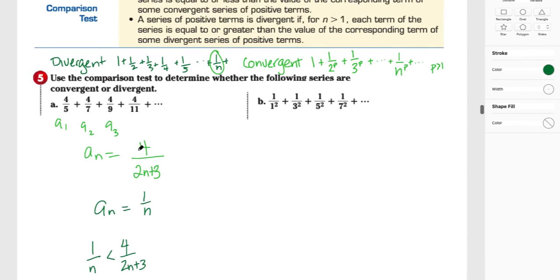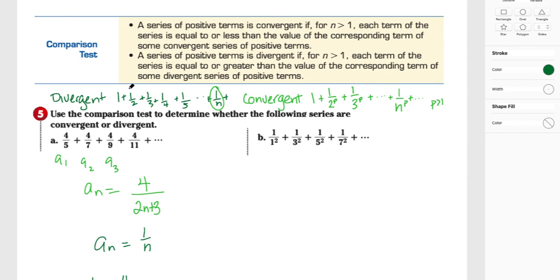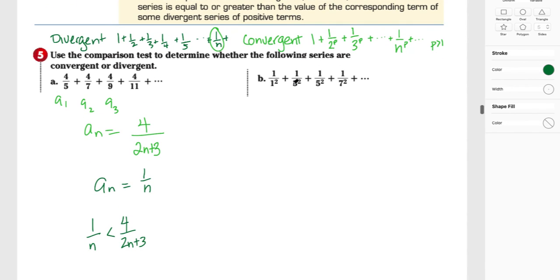What do we learn up here with the comparison test? It says if you have a series of positive terms and it is divergent, we know that this is the divergent one, for n greater than 1, each term of the series is equal to or greater than the value of the corresponding term of the divergent series of positive terms. I know I gobbled that in just reading it, but I hope you see that because this value is always bigger than this value, if this diverges, this will diverge as well. Therefore, we have a divergent series on our hands in this case.